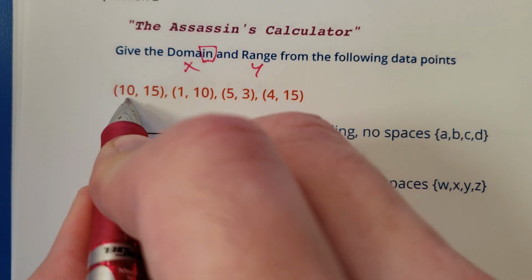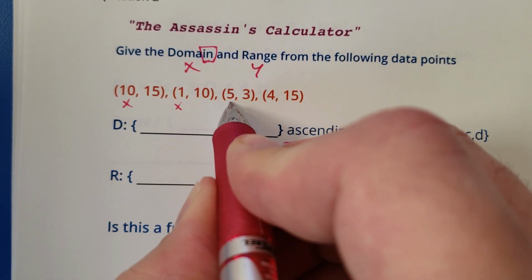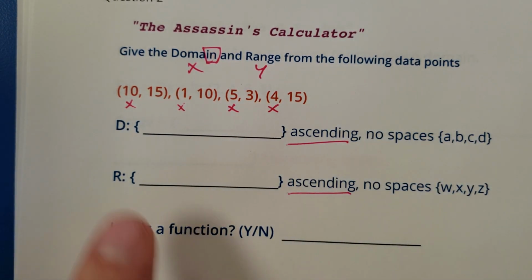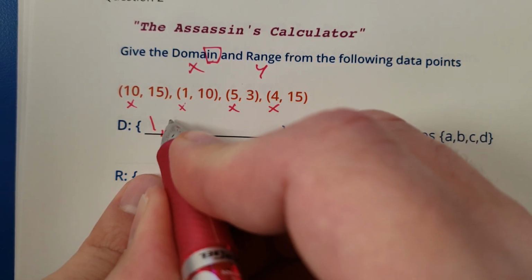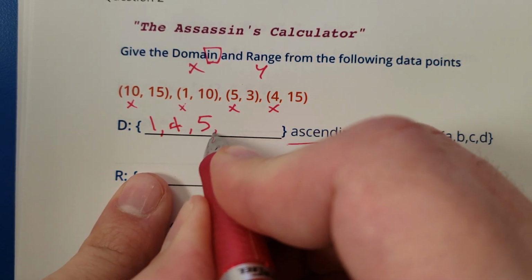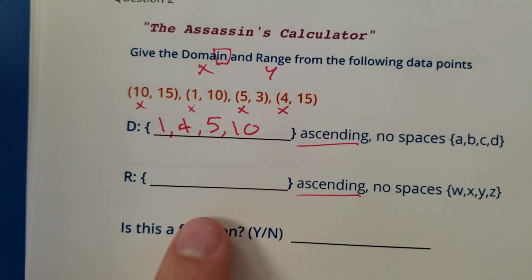So let's identify the X values. You're an X value, you're an X value, you're an X value, you're an X value. So the ascending order, 1, 4, 5, and 10. All right, that wasn't too bad.